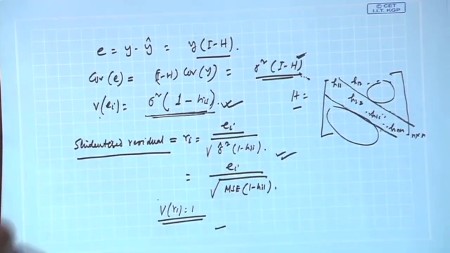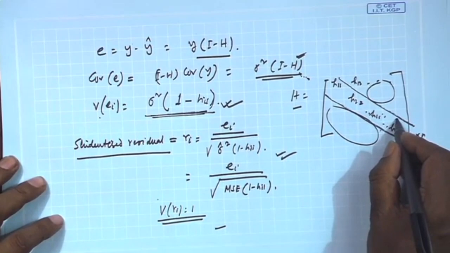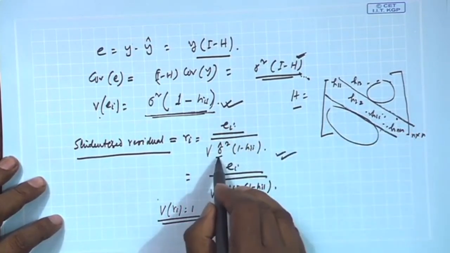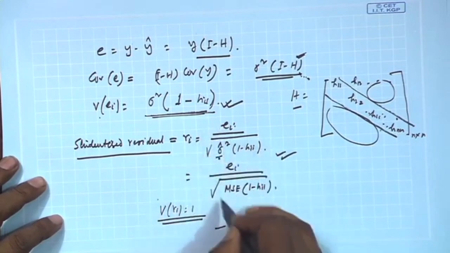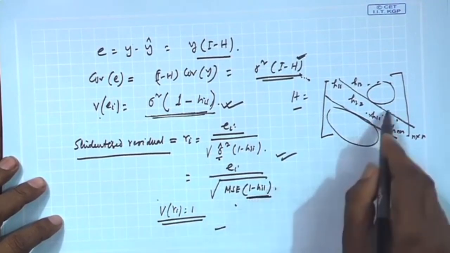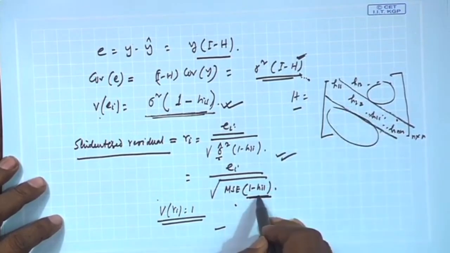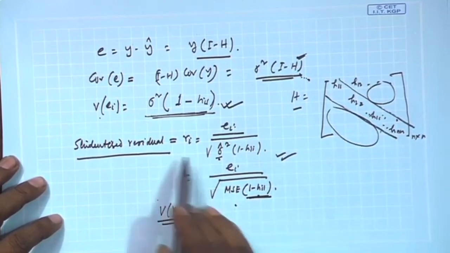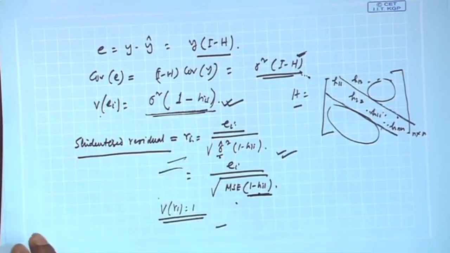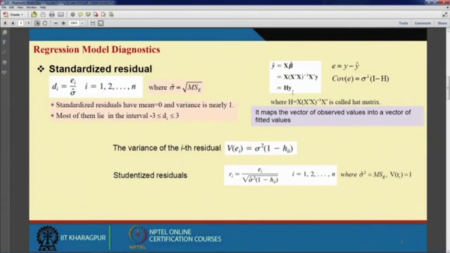It is similar to the standardized residual, but what happened in the standardized residual? You considered e_i by sigma, that is, the square root of MSE. But here you have multiplied by this term. If everyone is contributing equally, fantastic, but otherwise, if some observations contribute more, the h_ii value will be more, and then its contribution to the residual will also be more. So, okay, this is the studentized residual. Otherwise, from an interpretation point of view, they are similar to standardized residuals.